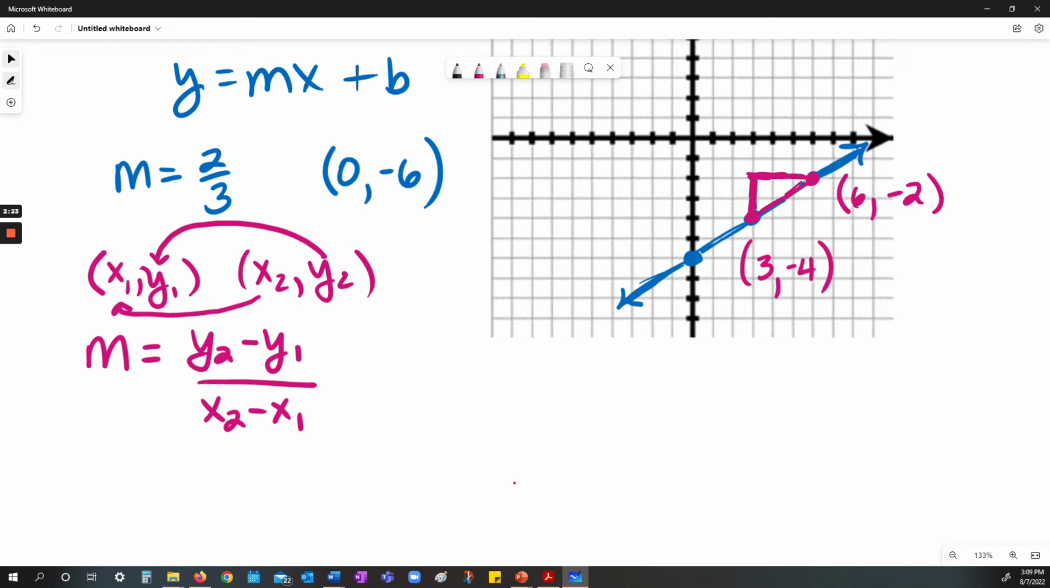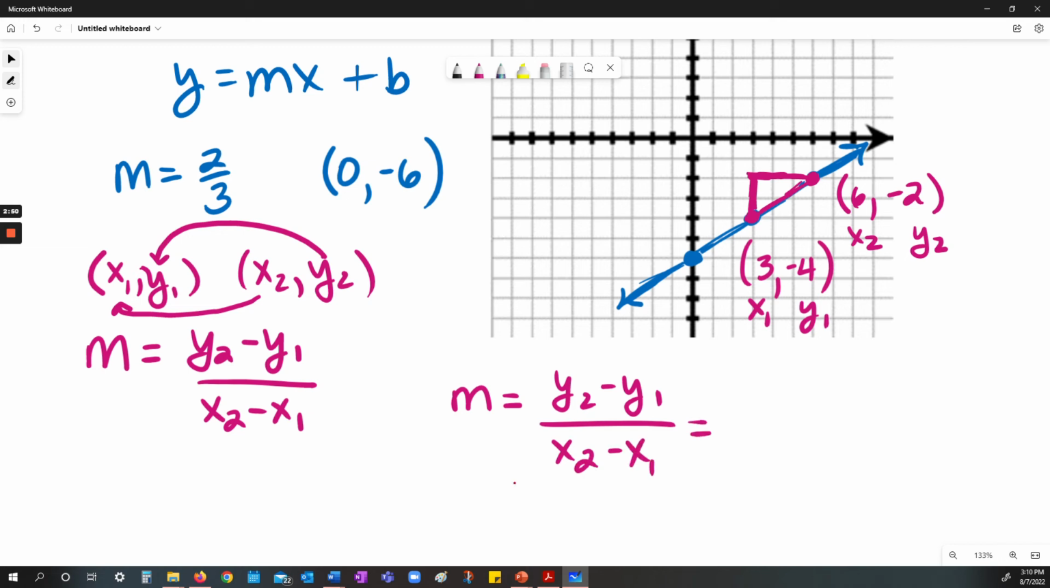So let's test it out with this particular pair of points and just confirm that we do get 2/3. We're going to let, it doesn't matter which is which, but I'll let the (3, -4) point be our (x1, y1), and then (x2, y2) is the (6, -2) point. So m equals y2 minus y1 over x2 minus x1. y2 is -2, and then minus -4. You have to be careful with all the negatives. And then x2 minus x1, 6 minus 3.